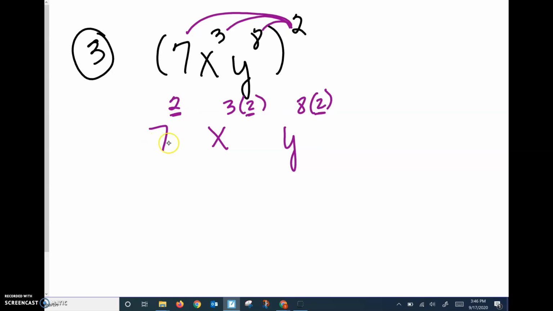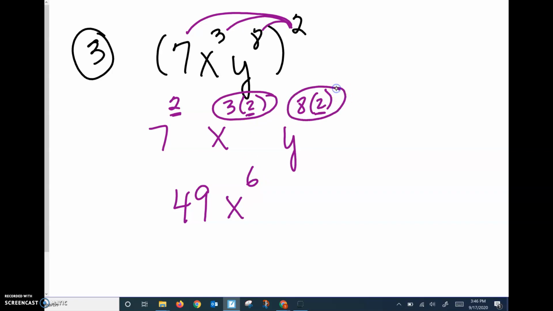So now what is 7 squared? 7 squared is 49. And here we are multiplying those exponents, so it's x to the 6th. And here we are multiplying those exponents, so it's y to the 16th. So this is going to be your final answer.